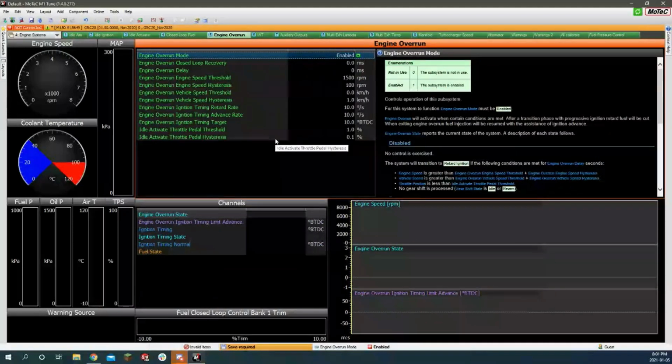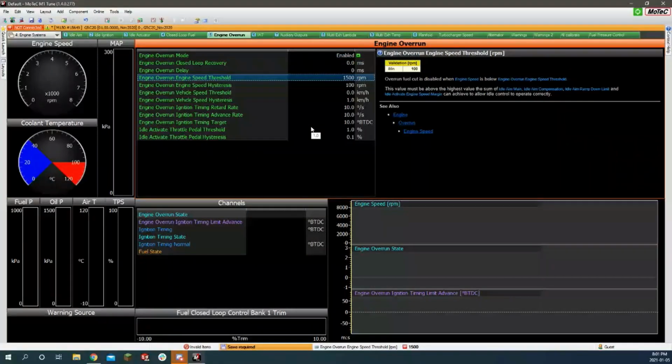Overrun. Overrun is when you're off the throttle and your car's inertia is powering the engine. You're engine braking, you're slowing down, and this tells the engine to stop putting fuel in. That's enabled when you're off the throttle and decelerating, so you don't want to be dumping fuel and wasting it. If it's above about 1500 RPM, it'll do this. Then it'll start to ramp back into idle control. After that, it'll start running normally once it drops below that.